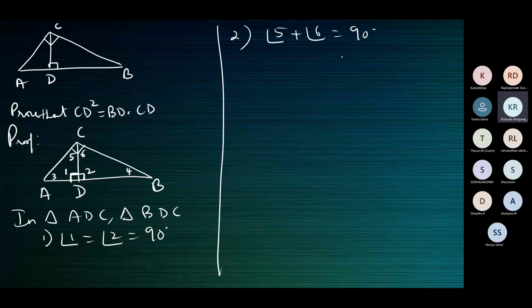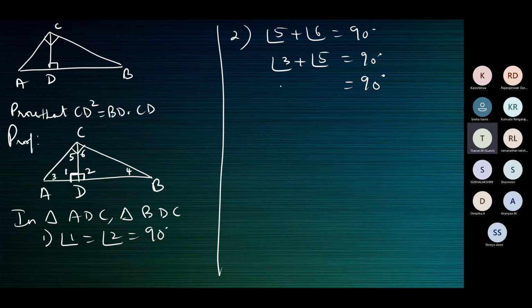Like this, give me other results like this. We can write 2 more. Angle 3 plus angle 5. Angle 3 plus 5 is 90. Very good. Another one? Angle 6 plus angle 4. 4 plus 6 is 90. Very good. Now compare these two.